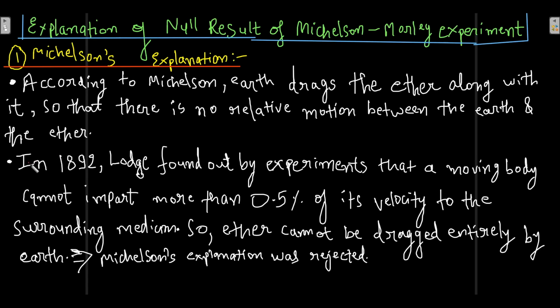But there was some contradiction in 1892, just within 1 or 2 years after Michelson gave his explanation. Lodge gave another explanation. Lodge found out by experiments in 1892 that a moving body cannot impart more than 0.5% of its velocity to the surrounding medium.